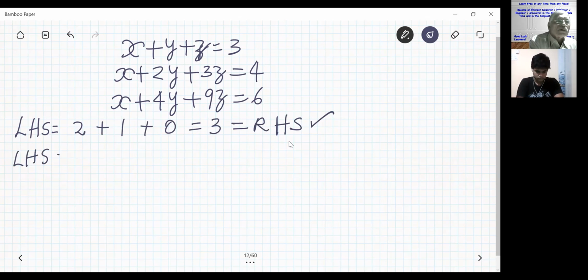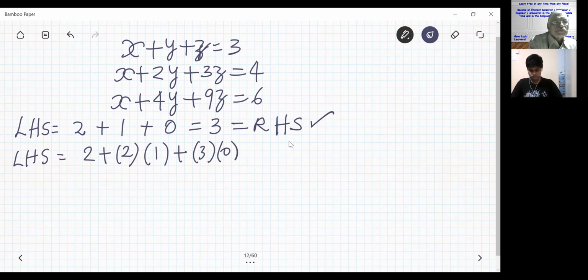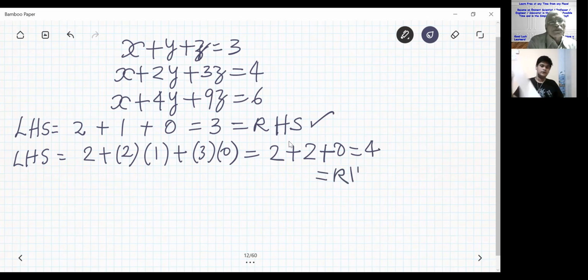LHS is equal to x is 2, plus it is 2 into 1, plus it is 3 into 0. It is 2 plus 2 plus 0 equal to 4. That is equal to the right hand side of the second equation. So it's correct.